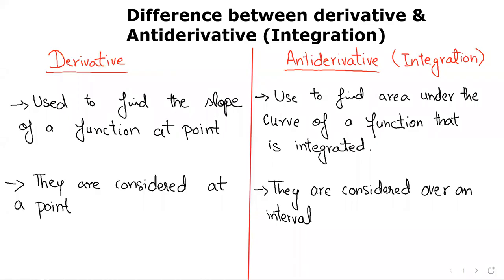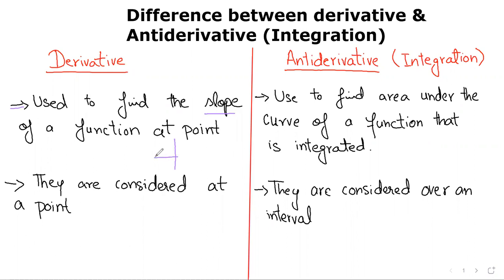Difference between derivative and antiderivative. To understand the difference between a derivative and an antiderivative, we should know what the derivative and the antiderivative actually are. We use a derivative when we have to find the slope of a function at a given point. Now, what is the slope actually?